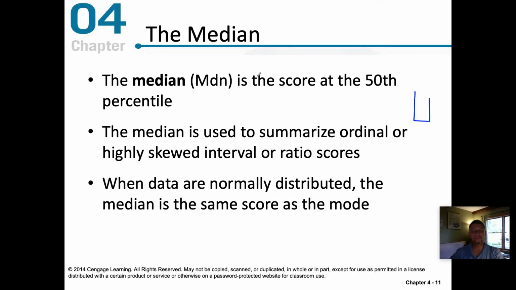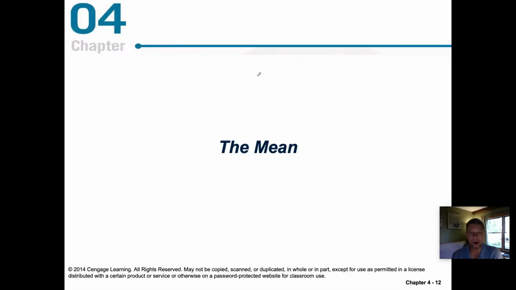Now, when the data are evenly distributed, normally distributed, the median and the mode are exactly the same. As a matter of fact, they are exactly the same as the mean. So in a normal distribution, you end up with the mean, the median, and the mode all being the same value. Now, what is the mean?